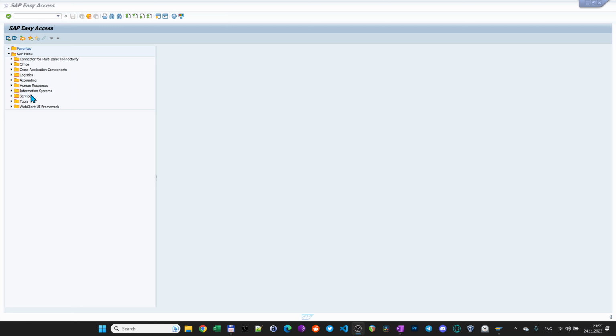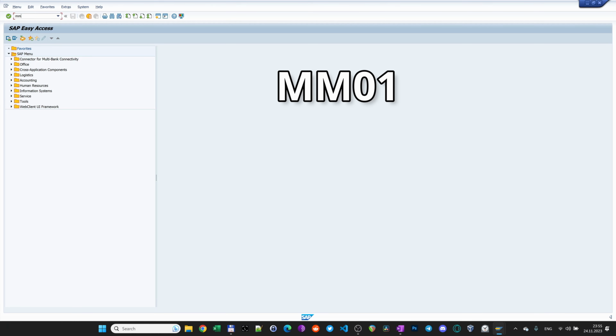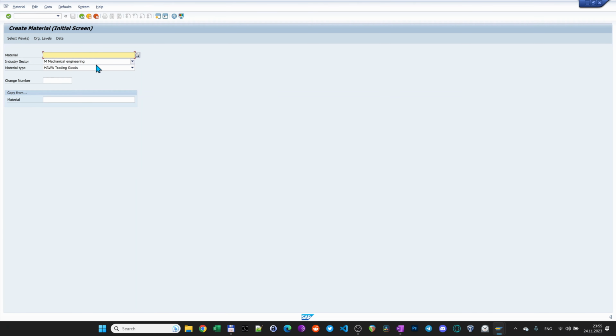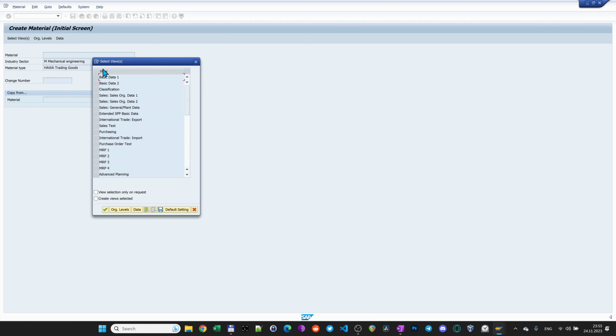Let's create a material record for a bicycle bell. It is a trading good and the base unit of measure is piece.